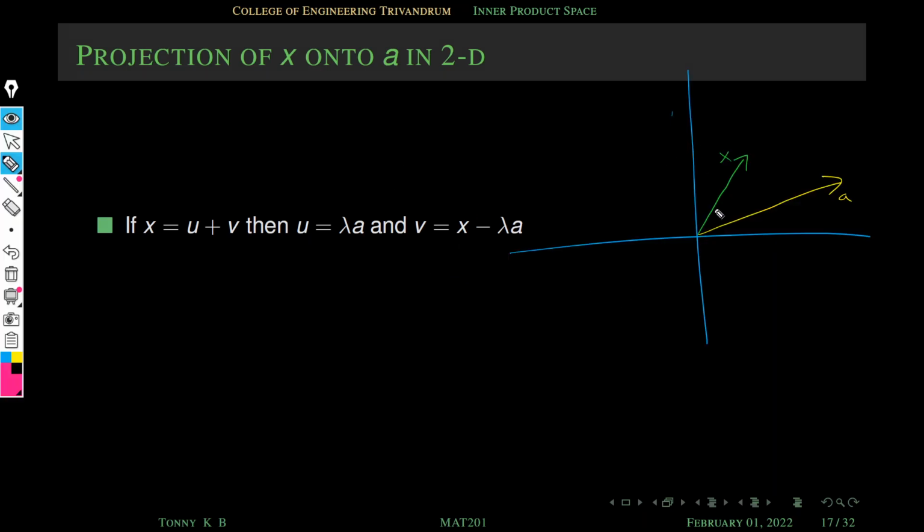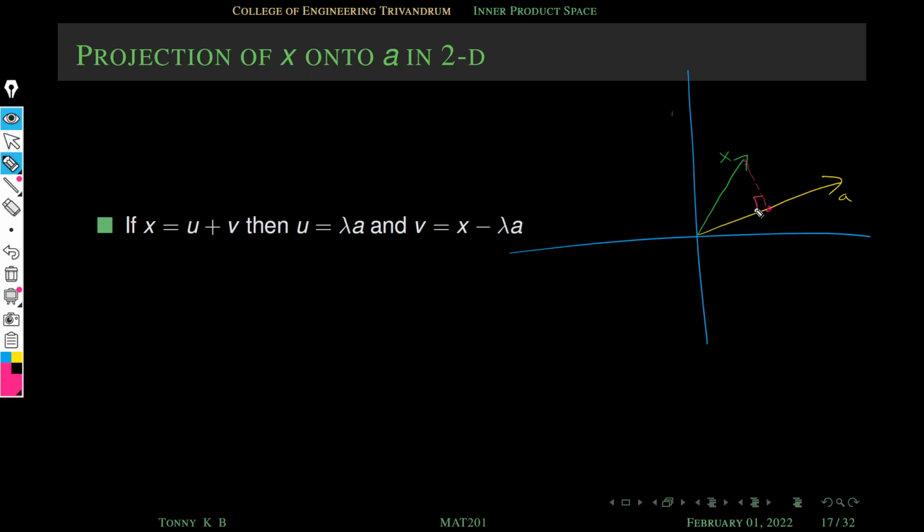In 2D, this is our vector x and this is vector a. We know that all the vectors start from the origin in 2D or 3D. So, what does projection mean? The projection means the perpendicular projection. Think about this perpendicular line segment. Then this point is the projection of x.